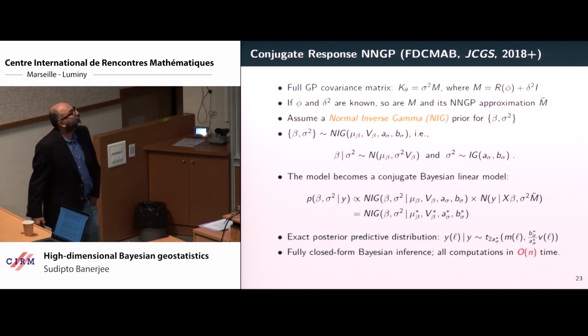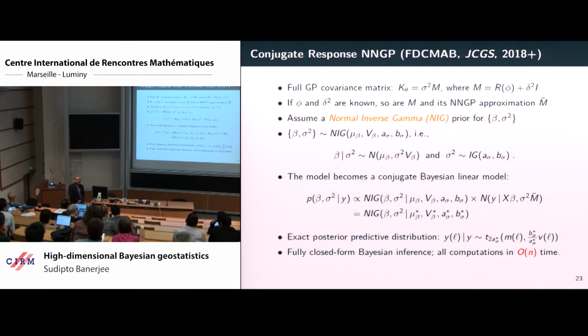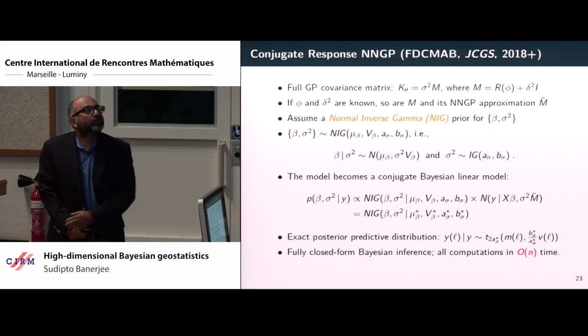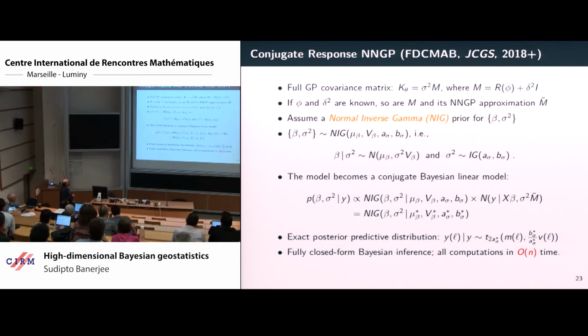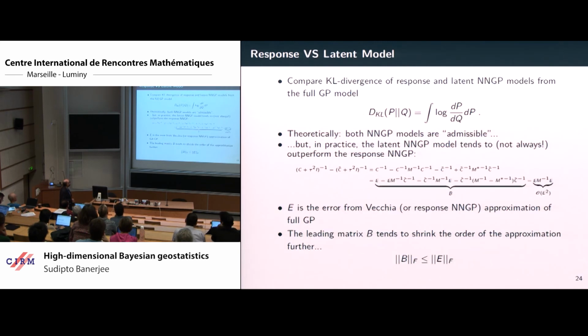Okay, let's get back to our good old textbook example for a second, and let's see how much we can do with exact inference. So come back to this. You take the full GP covariance matrix. If you write that as a correlation matrix plus delta squared times I, where delta squared is the spatial to white noise variance ratio, the signal to noise ratio, and you apply this normal inverse gamma prior on the beta and sigma squared, well, you come back to this beautiful Bayesian conjugate linear model. You get the predictions in closed form. Fully closed form, no need for MCMC, and everything in linear time.